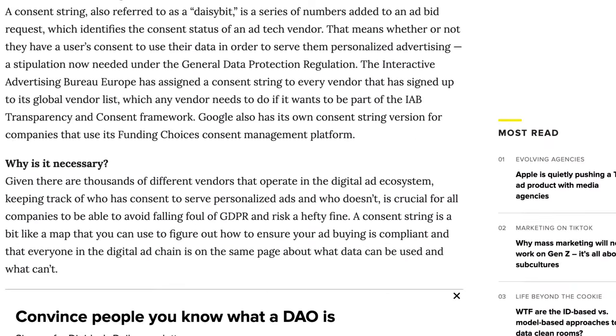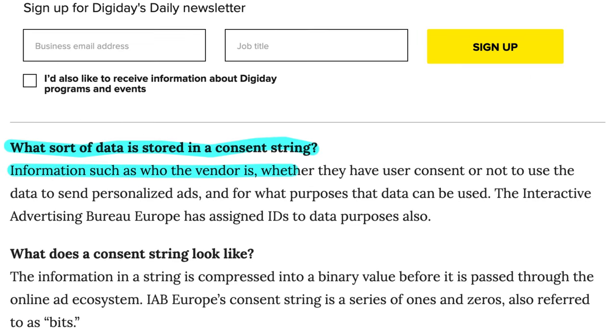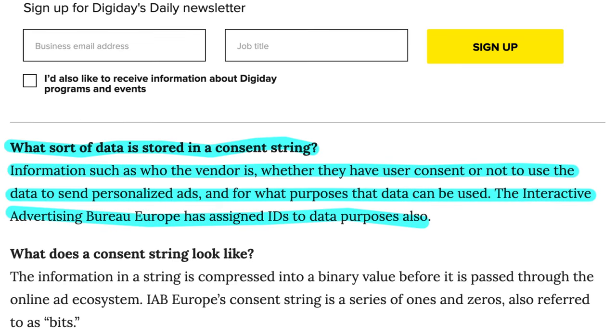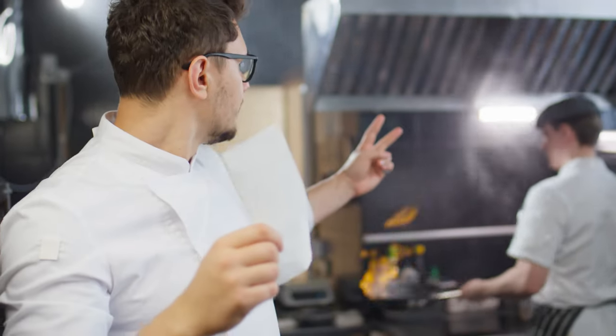Whether or not someone had given their consent is communicated by passing around what's called a consent string. This contains information about whether someone had given consent for their information to be collected or not, and who that information could be shared with. Think of this process as like when a restaurant server writes down someone's order and then passes on that order to the cooks in the kitchen.